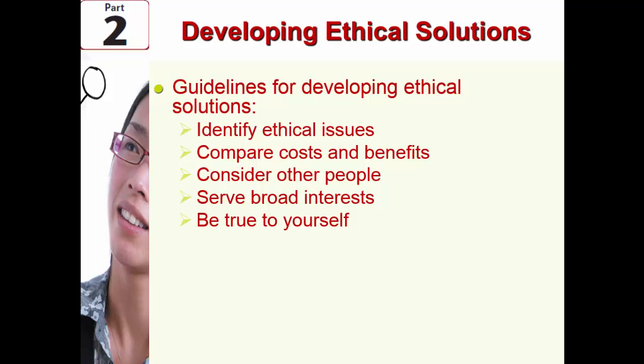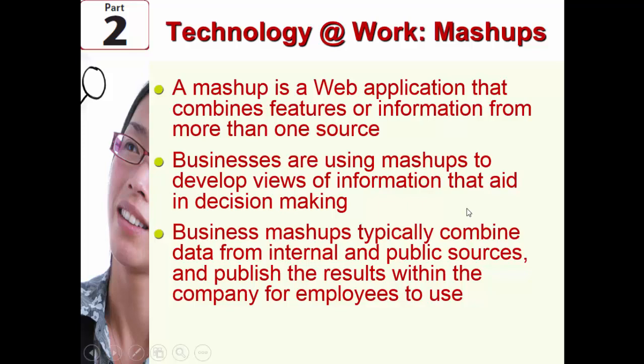We may not even be aware there are any. For example, windmills are great, but they can be a real problem to the bird populations in the area. This is an ethical issue that has to do with placing windmills in different areas. Along those lines, we want to compare the costs and benefits. Consider other people. We want to make sure we're serving the broad interests and be true to ourselves.